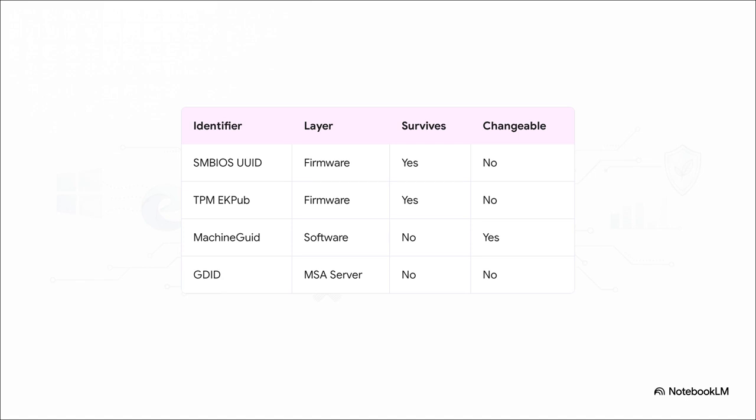But look at the firmware layer, your SMBIOS UUID and your TPM chip's endorsement key. Those are permanently burned into your motherboard's firmware. They survive full hard drive wipes, complete OS reinstalls, the whole shebang. You literally cannot change them without ripping out and replacing physical parts of your computer. And then, of course, you've got that GDID again, tied permanently to your Microsoft account on the server side, with zero way to turn it off.